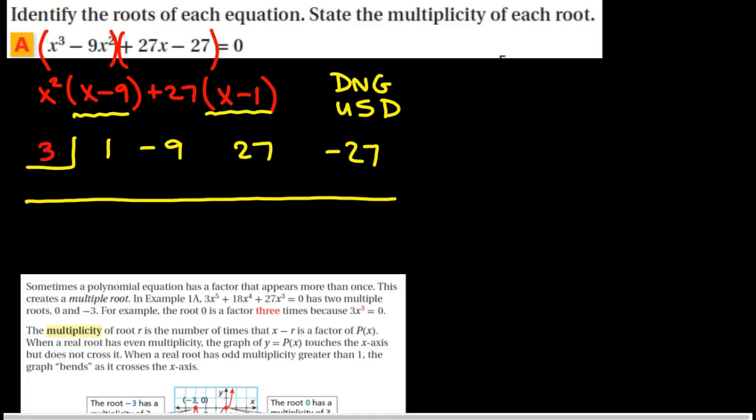Okay, so put 3 in the box. I get 1. 3 times 1 is 3. Add them, you get negative 6, negative 18, 9, 27, 0. Hey, we got a remainder of 0. Look what we got there. Let's go! All right, so we got 9 as a constant, x term is negative 6, and the quadratic is a 1.